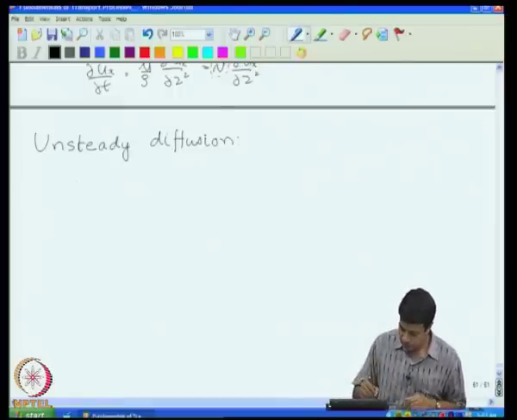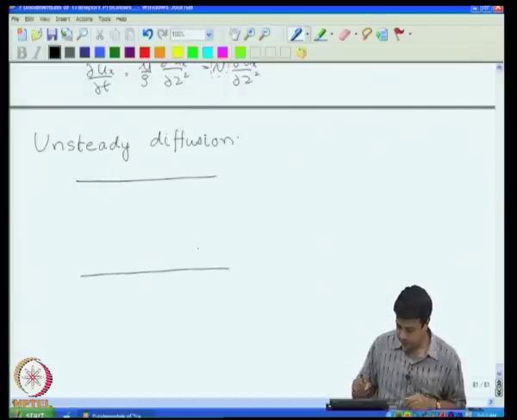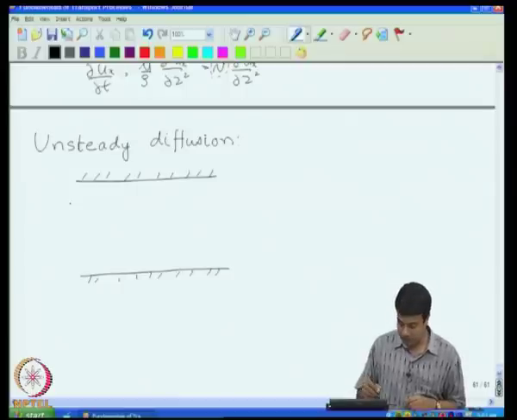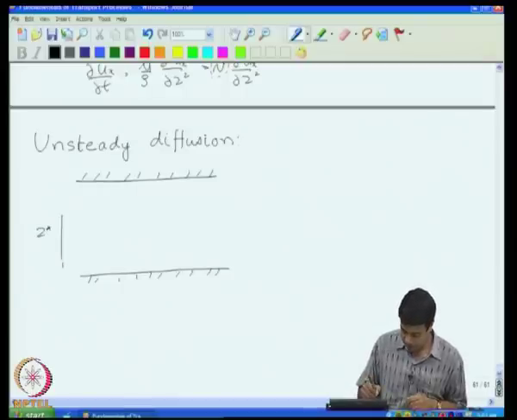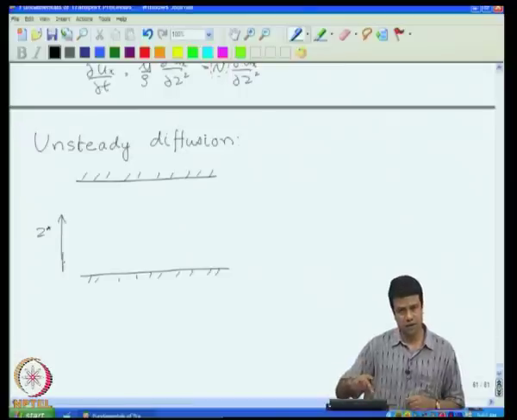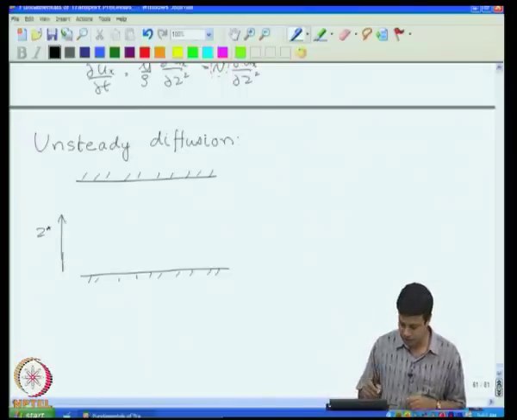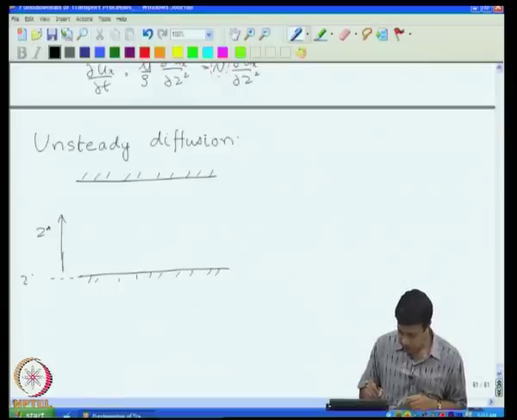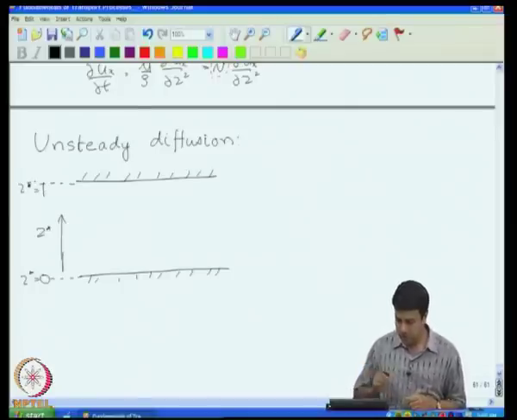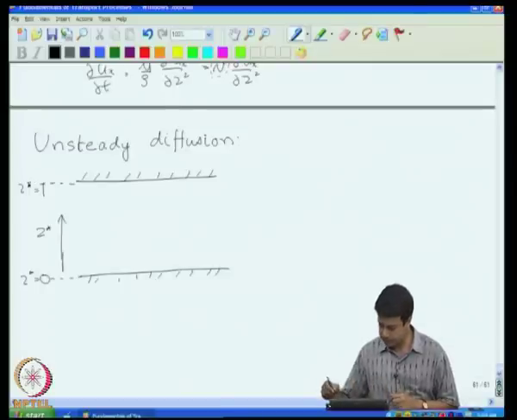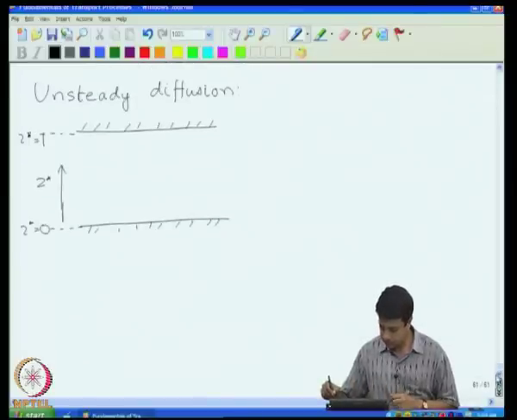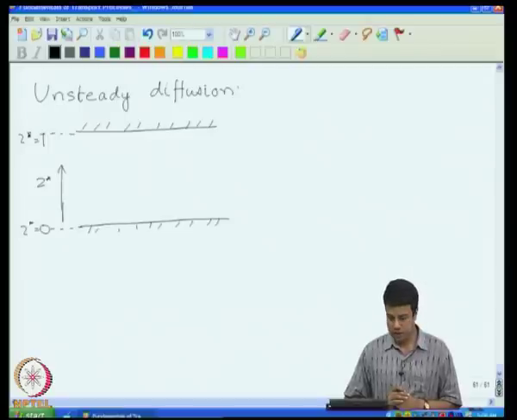So back to our problem. Two plates, and I will just work in scaled coordinates. Z star is this axis. I can scale it by the thickness, whatever the thickness is, to get this boundary at z star is equal to 0 and this boundary at z star equals 1. So, the scaled distance varies between 0 and 1. The boundary conditions in this case are as follows.